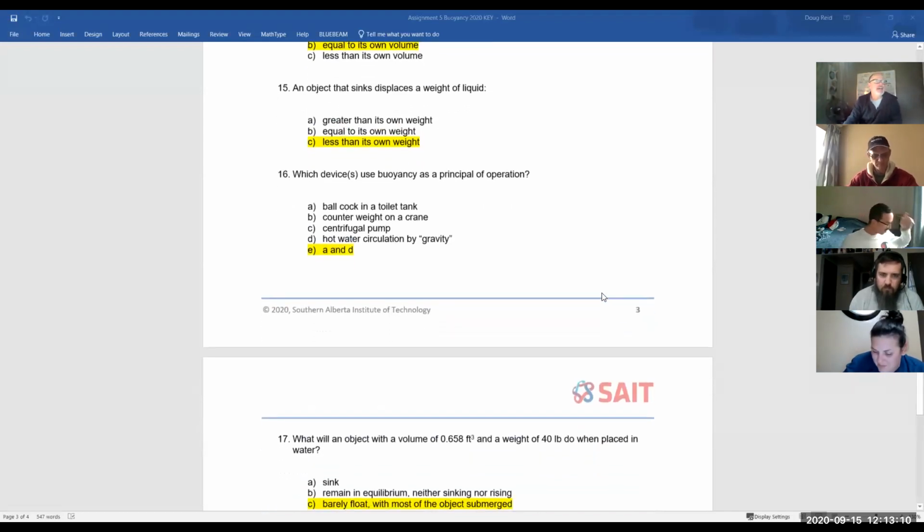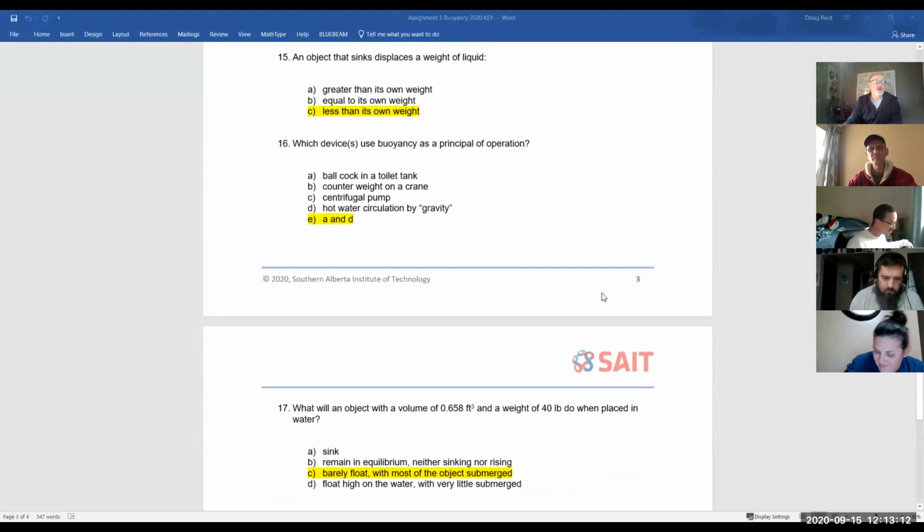Next, okay. Actually, a lot of people get number 16 wrong, and I'm not sure why. Hot water circulation by gravity is using buoyancy as a principle, because warmer water rises and cooler water is more dense and sinks.